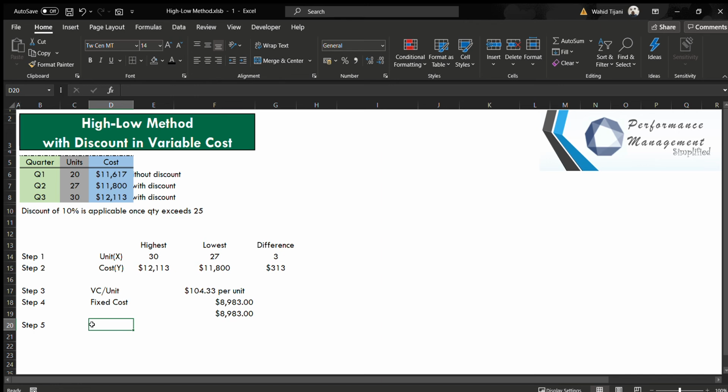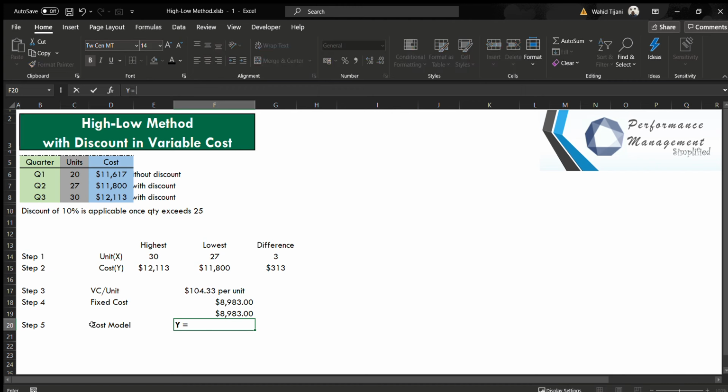So step 5 is for me to build up my cost model, right? My cost model simply equals 893 plus my B, which is 104.33x. So this is my cost model.